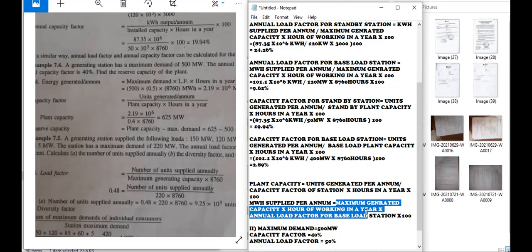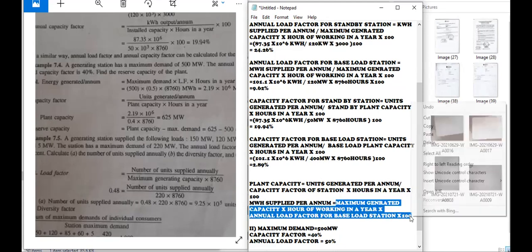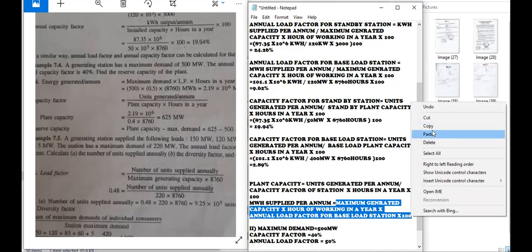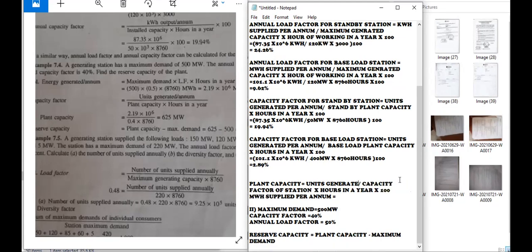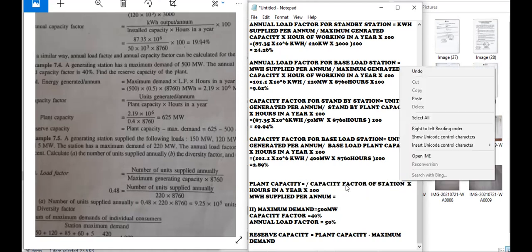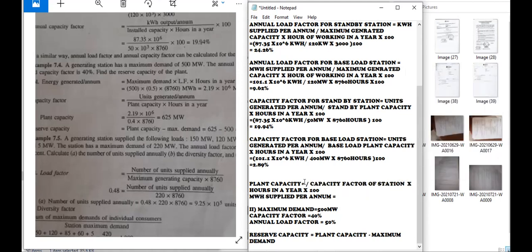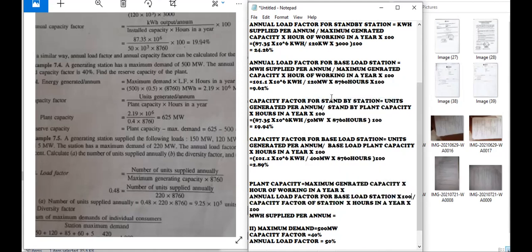Okay, so if I copy this thing now, let me cut it out. Instead of writing this units generated per annum, I put it here. Let me paste it in this place. Instead of that value, I'll now use the one we found. Now let me remove this one since we are done with it.